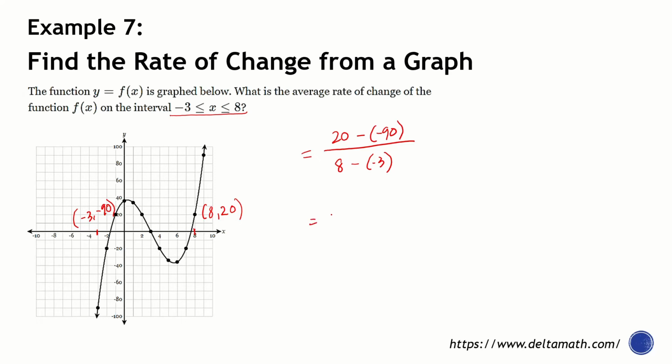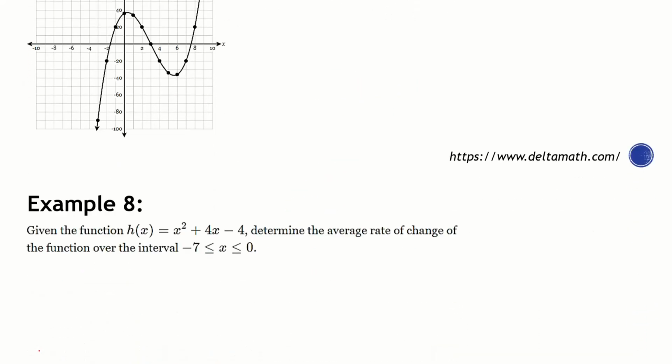So this is equal to 20 is going to be plus and plus because of those 2 negative signs. Minus -90 is going to be plus. So this is 110 over minus -3 is positive. So this will be 11. So therefore, the answer here is equal to 10. All right. Let's go to, I think this is the last example.